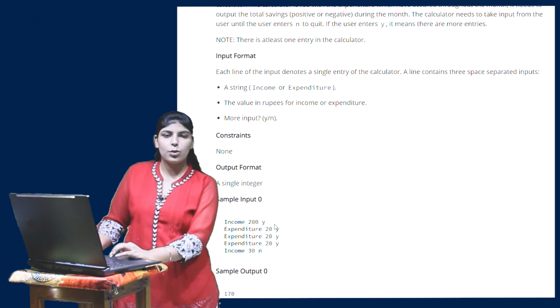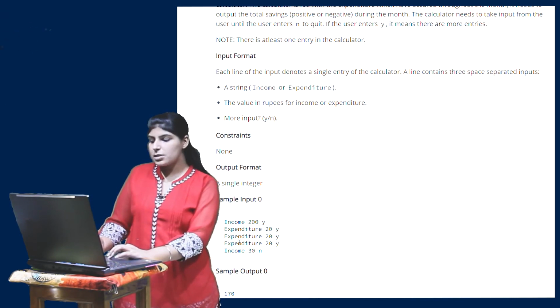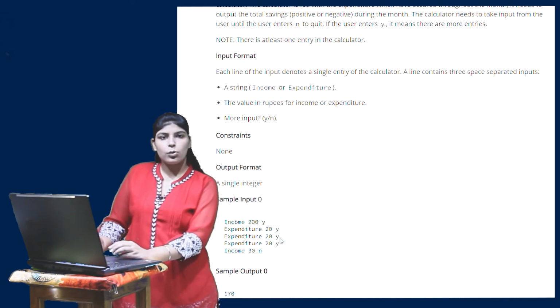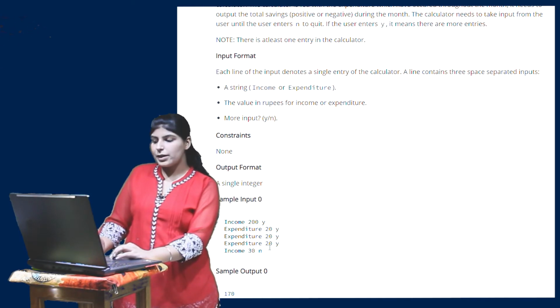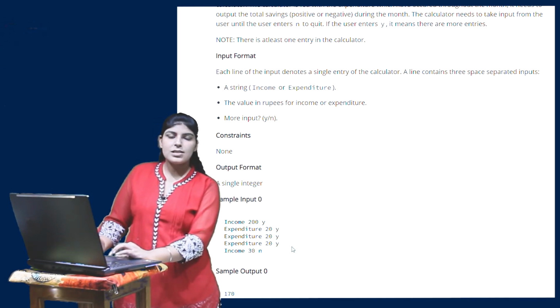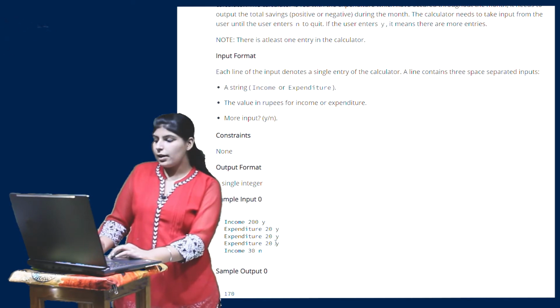That means there is more input. Again, we have expenditure 20Y. Out of 180, 20 rupees are spent. So we have 160 rupees and there is still more input. In the next line, we have expenditure 20Y. Now the savings are rupees 140 and there is more input.